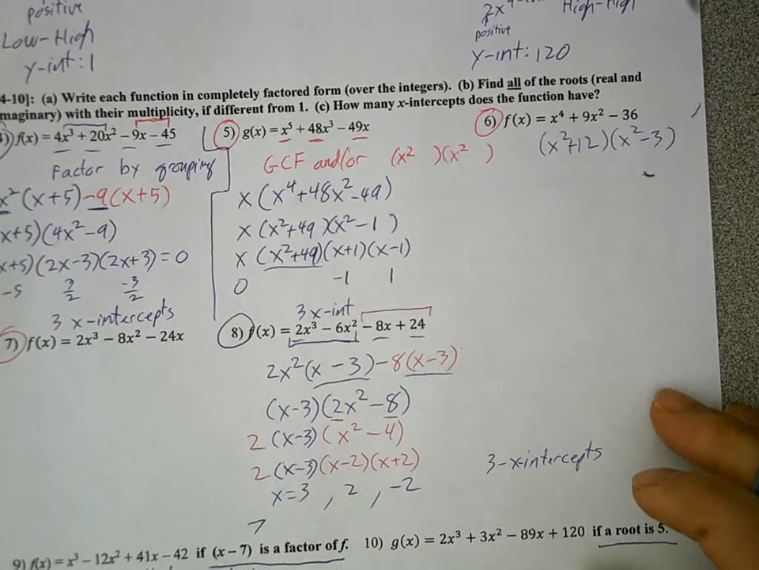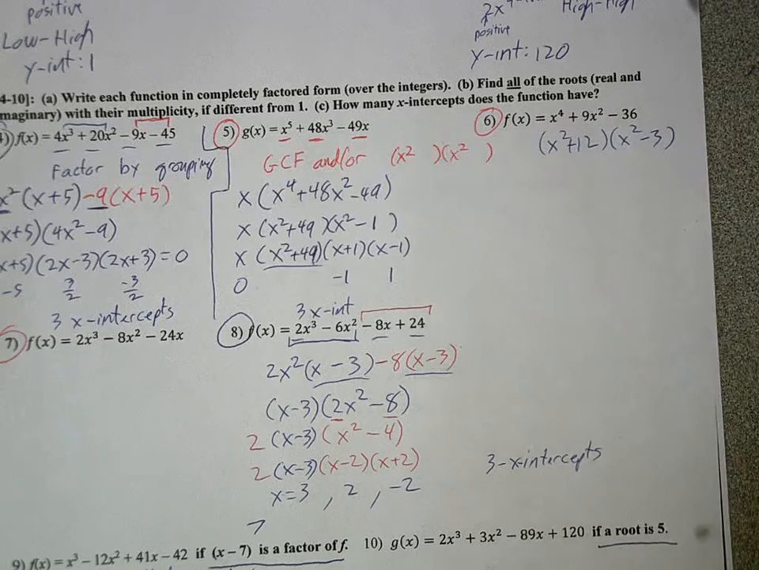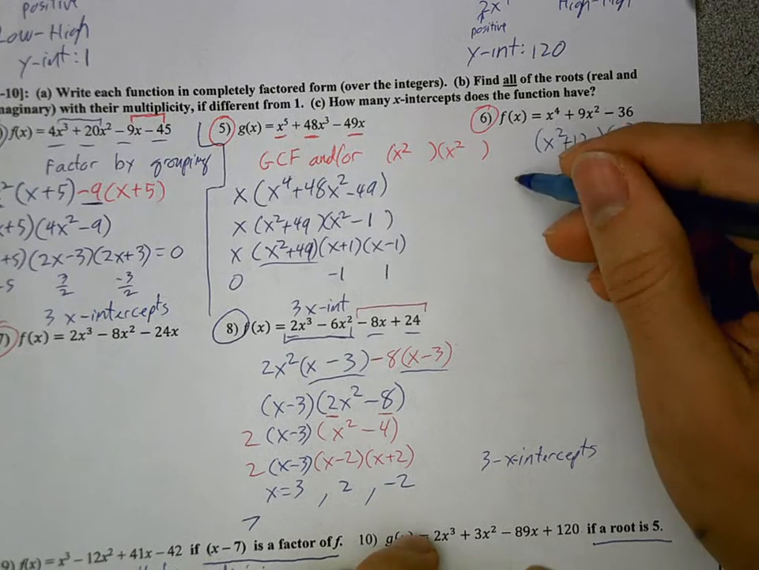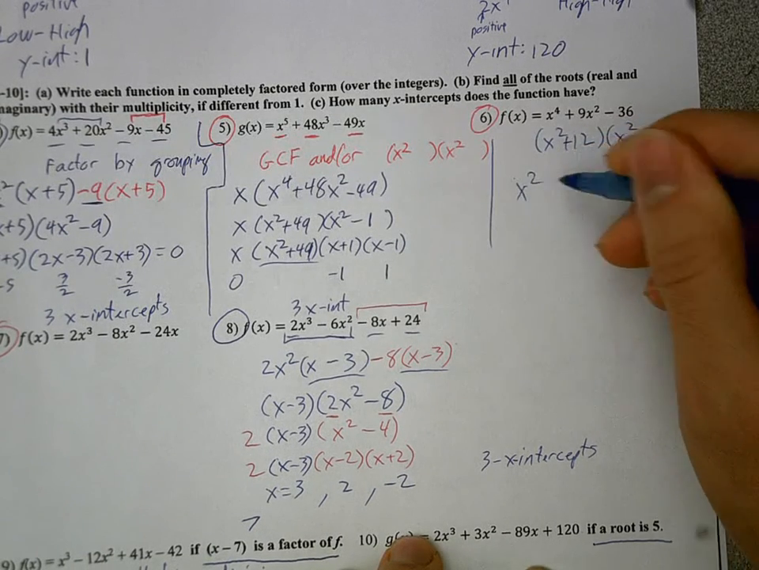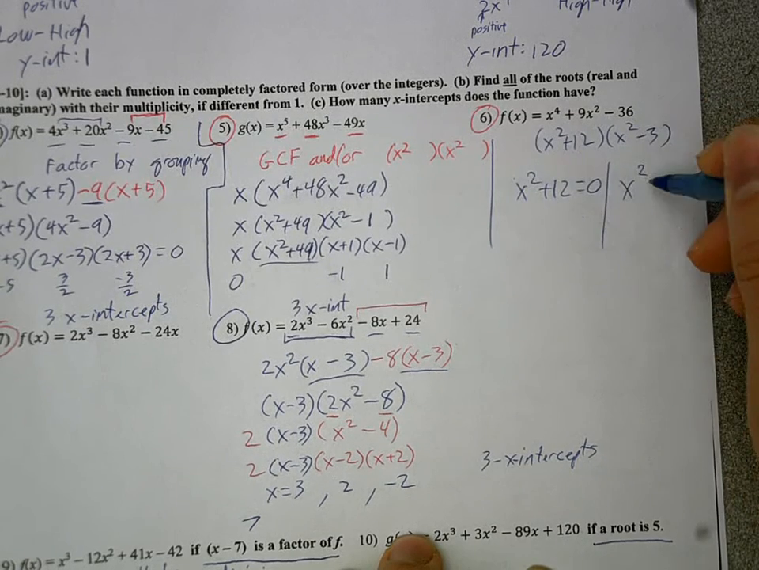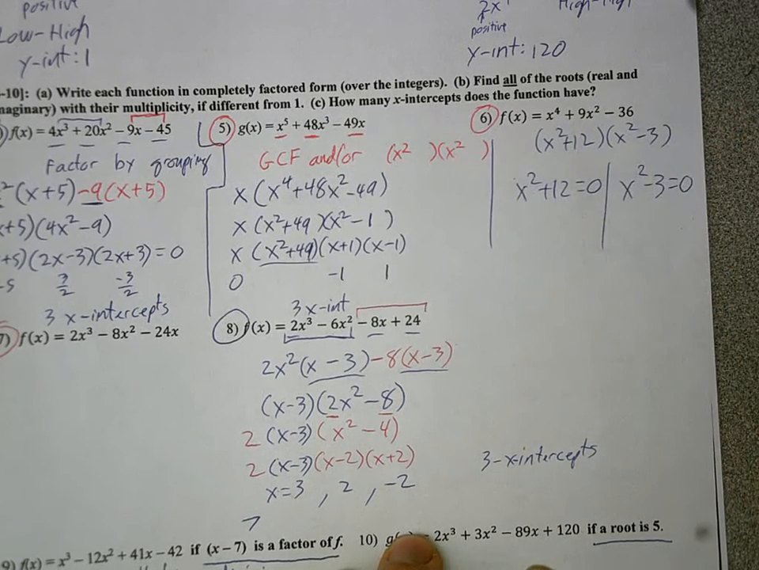Those do not factor. Neither of those is a difference of squares. So I'm actually done with the factoring here. But I still need to find the roots. I need to know what makes this equal to 0. So I take each of those. X squared plus 12 equals 0. And x squared minus 3 equals 0.